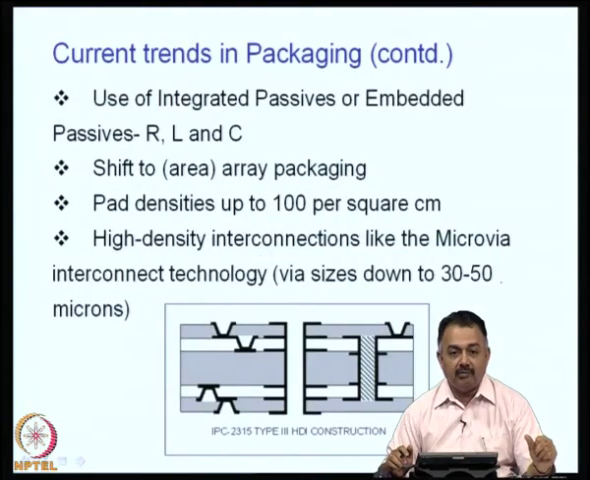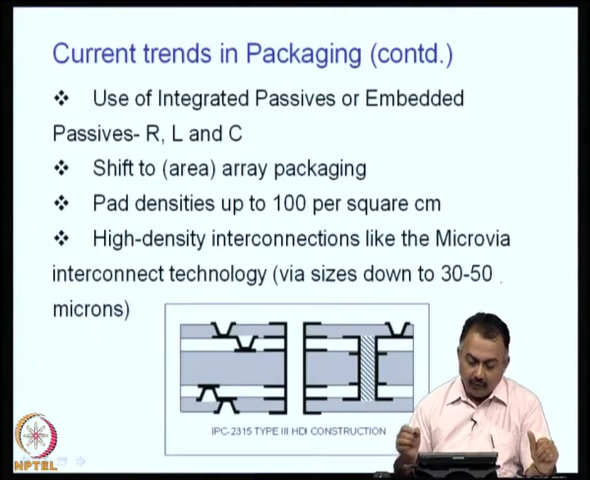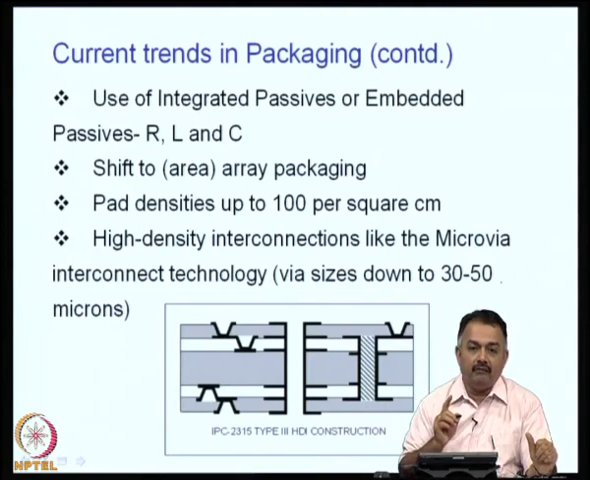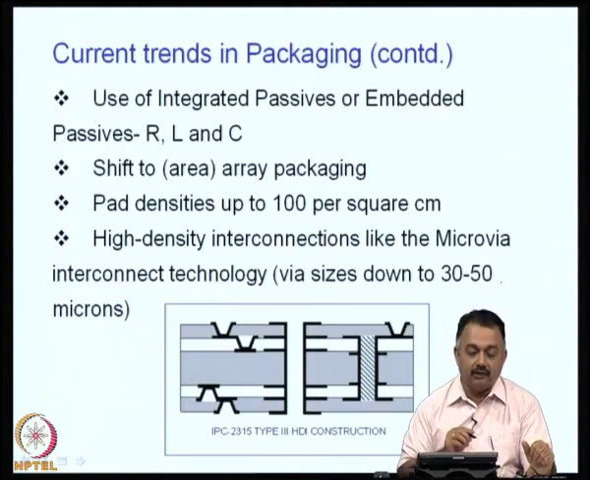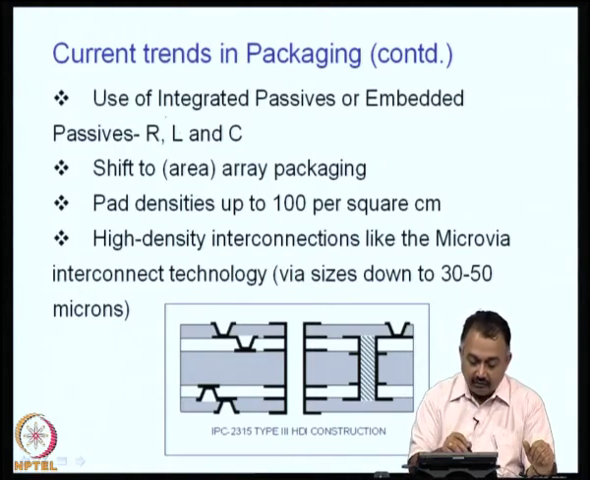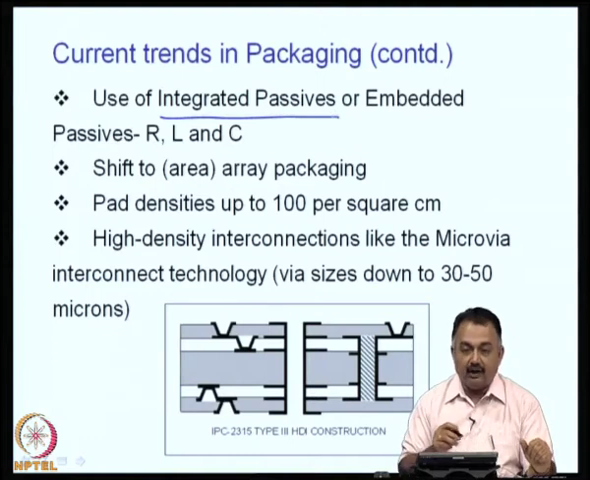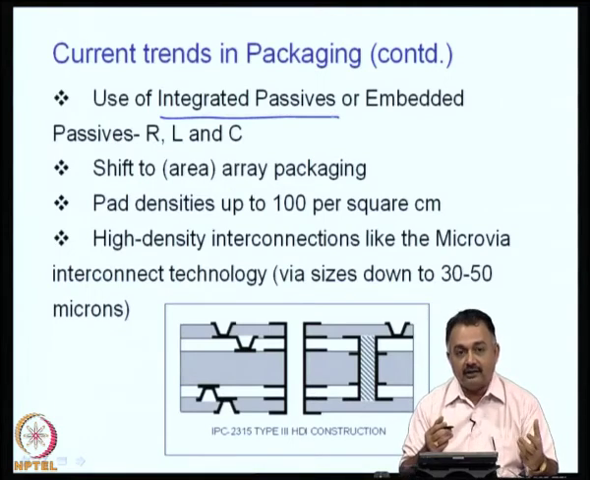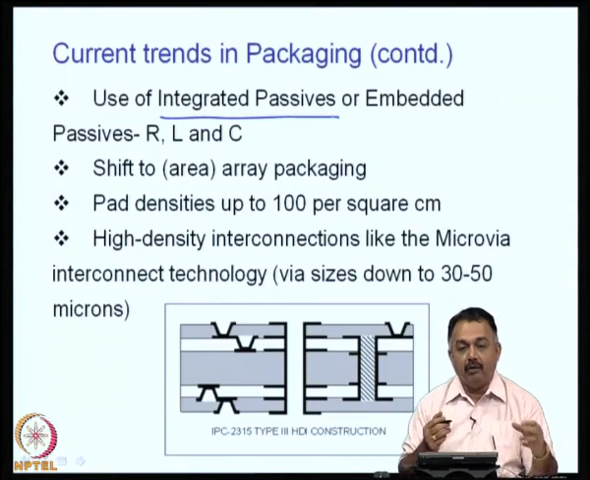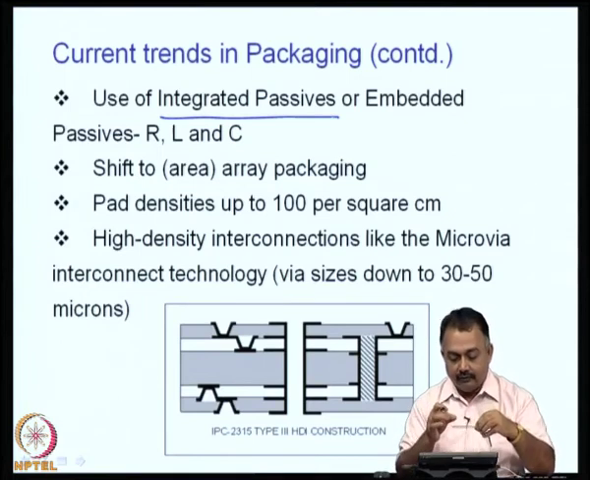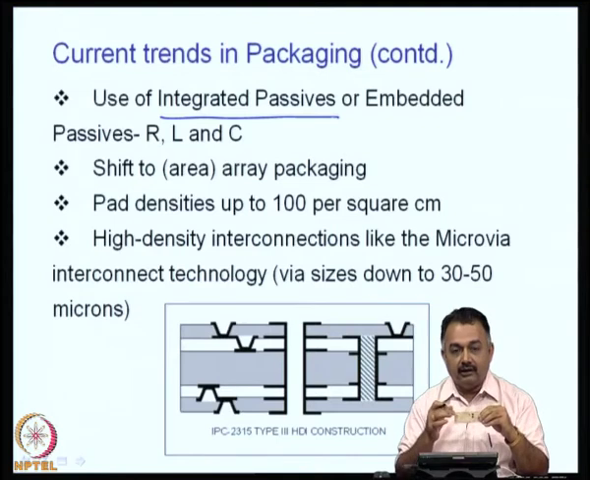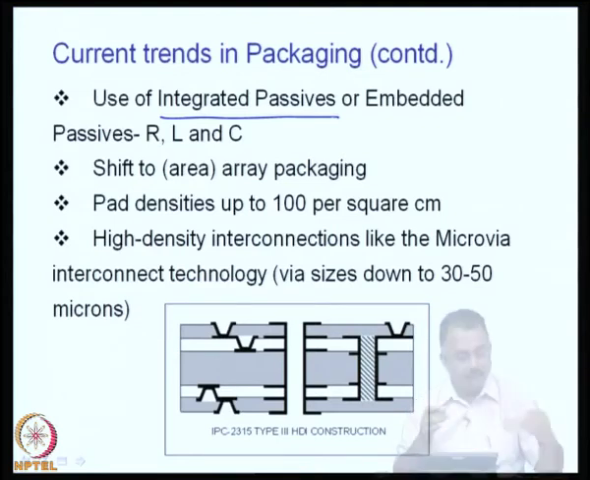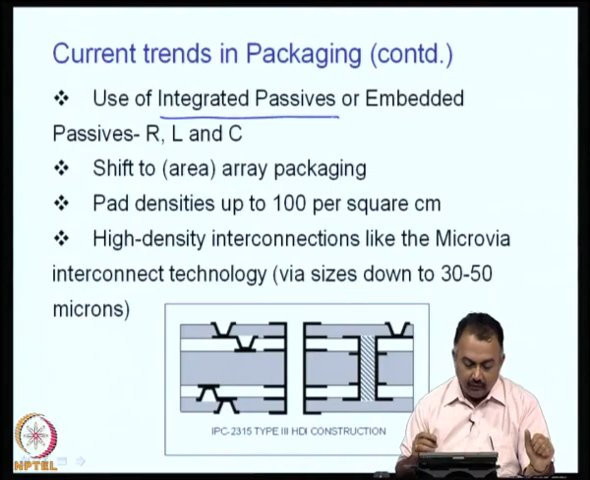Continuing with the current trends in packaging, if you want to increase the density of your boards or your systems, because board is equal to a system today, because a board performs system level functions, then you have to use integrated passives rather than bulky devices like a resistor and capacitor mounted on the board. So, you can actually build the embedded passives inside the layer.